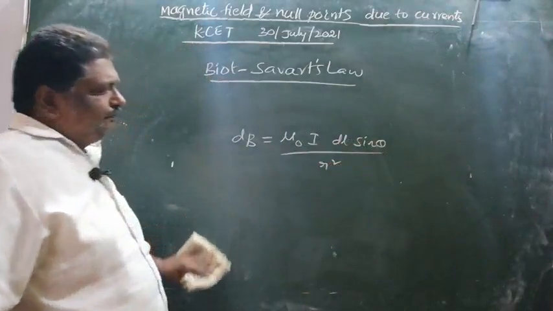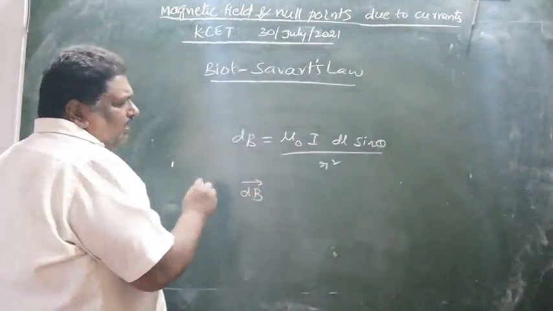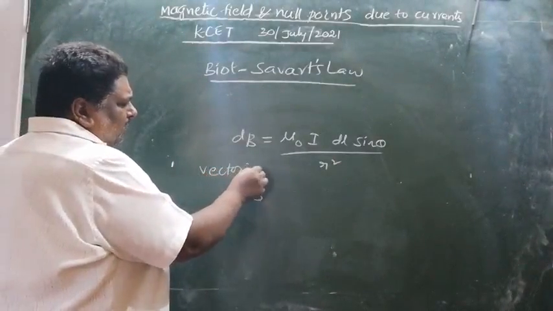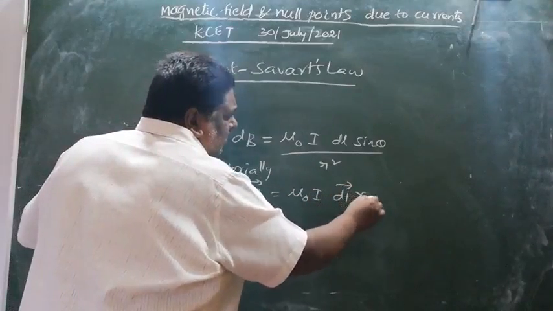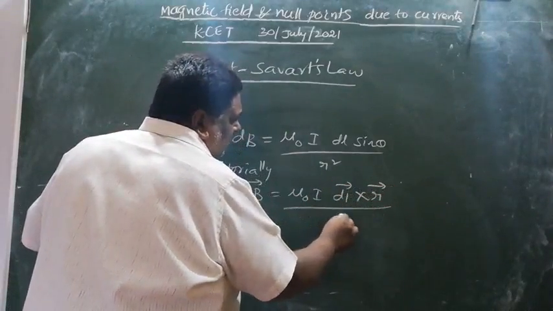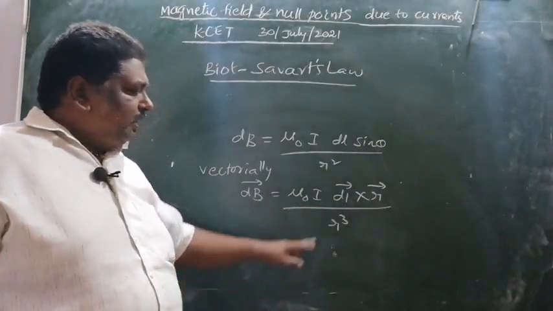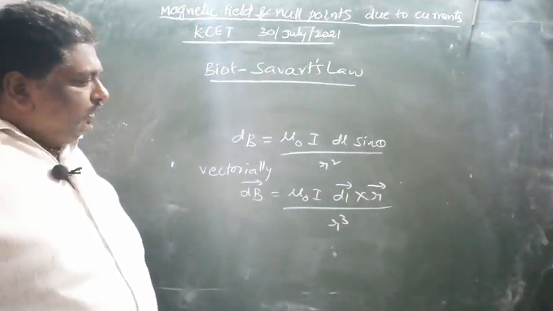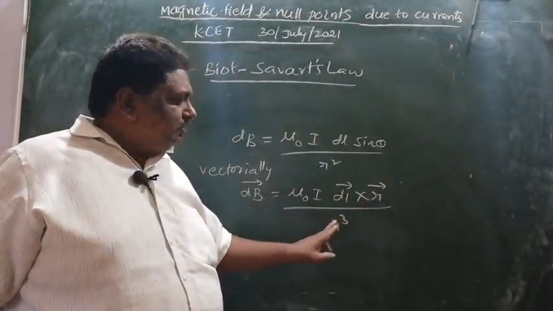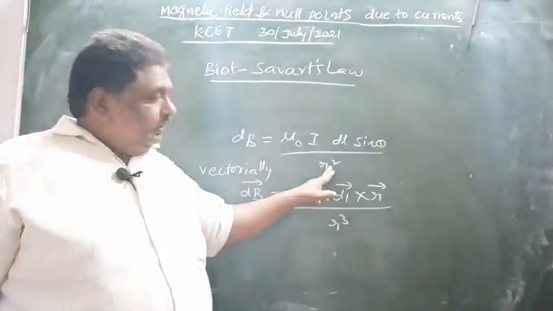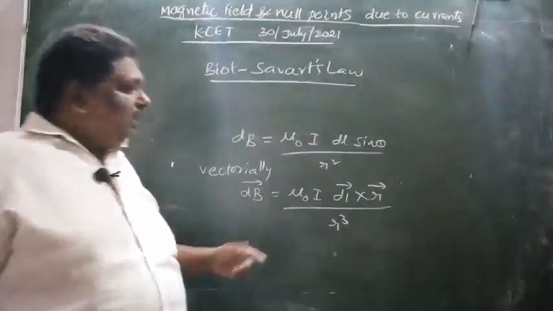Suppose vectorially you want to express it, dB bar is equal to mu naught I dl bar cross r bar by r cube. dl bar cross r bar by r cube. Okay, suppose it is a unit vector, r cap, then r square will come. If it is r bar, then r cube. This is the Biot-Savart law.